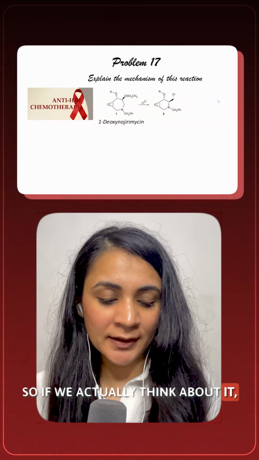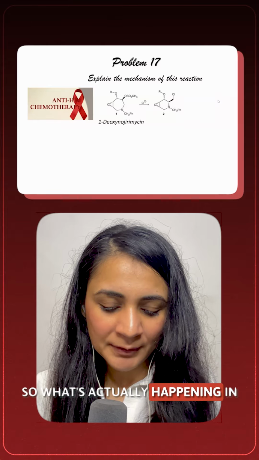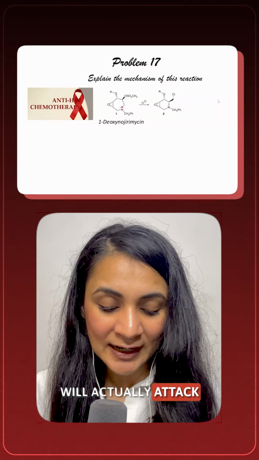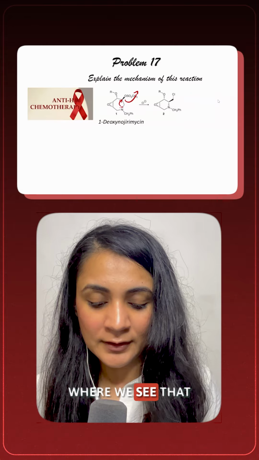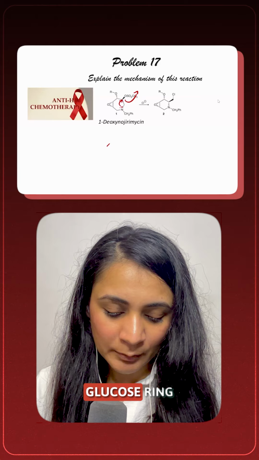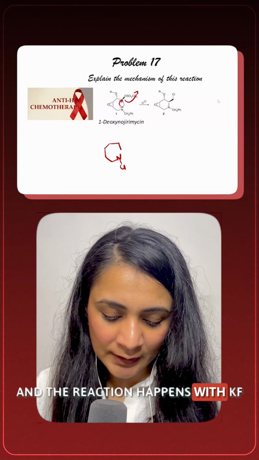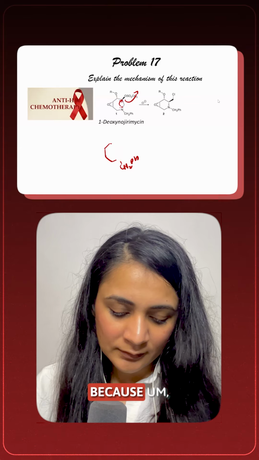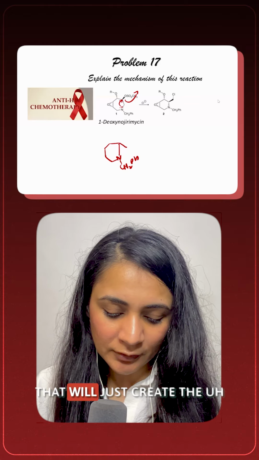If we actually think about it, this is more like a neighboring group participation kind of chemistry happening. So what's actually happening in this mechanism in the first step is that the nitrogen will attack within the molecule, an intramolecular attack, and kick out the leaving group, which is present over at this position. Once the leaving group leaves, we will see formation of this ring structure and CH2Ph. Okay, so we get this triangular structure over here.